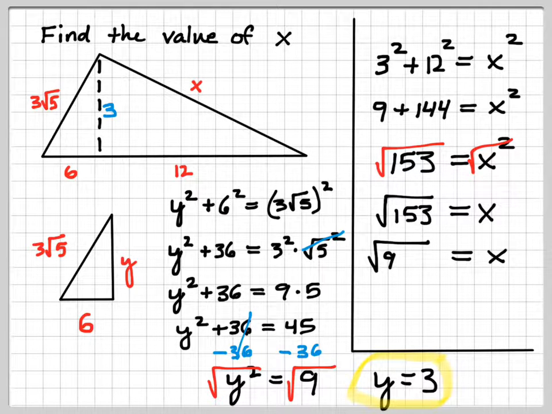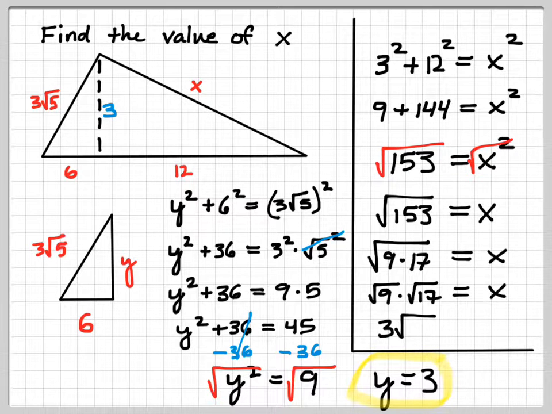153, excuse me, can be broken up into 9 times 17. So 9 is the perfect square I'm looking for right here because I know what the square root of 9 is and I can simplify that. And then I split up my radical, square root of 9 times the square root of 17 equals X. And I know what the square root of 9 is, it's 3. And so my final answer is 3 times the square root of 17 equals X in simplified form.